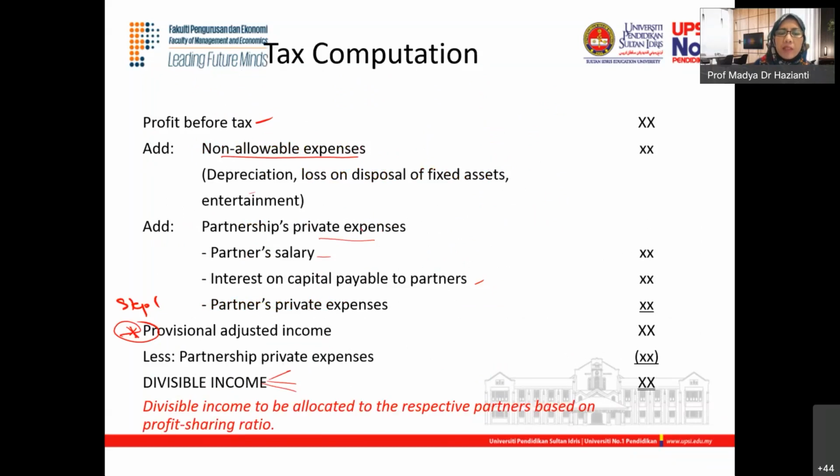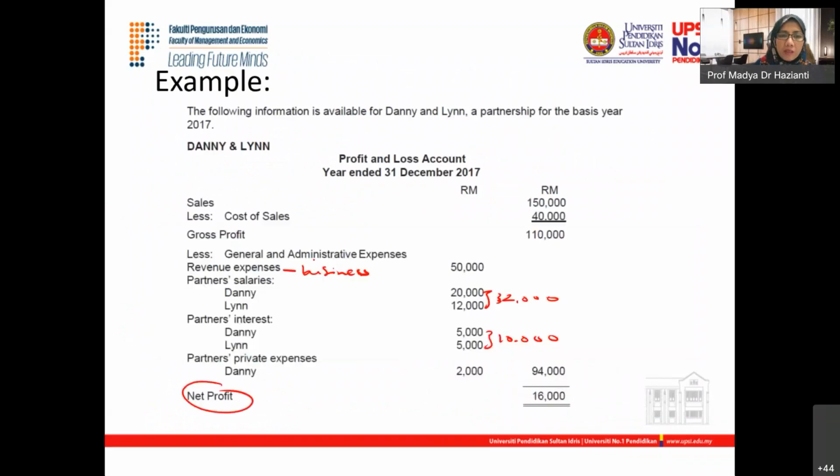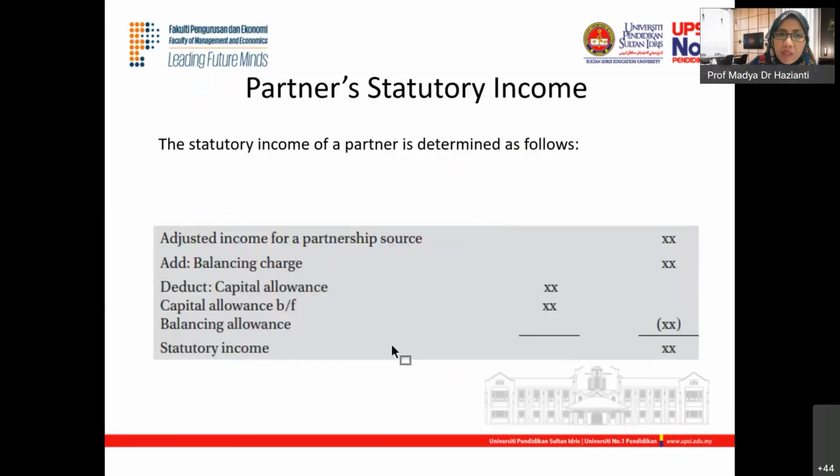non-allowable dengan private expenses. In this case, non-allowable tadi tak ada lah, tak ada loss on disposal, entertainment tak ada. So in our example, ada private expenses. We have to add back all the private expenses dekat sini. 50 ni tak payah sebab dia adalah untuk business, dia bukan private expenses. Okay, so tambahlah 32 plus 10 plus 2, jadi 44. So we have here provisional adjusted income of 60,000.